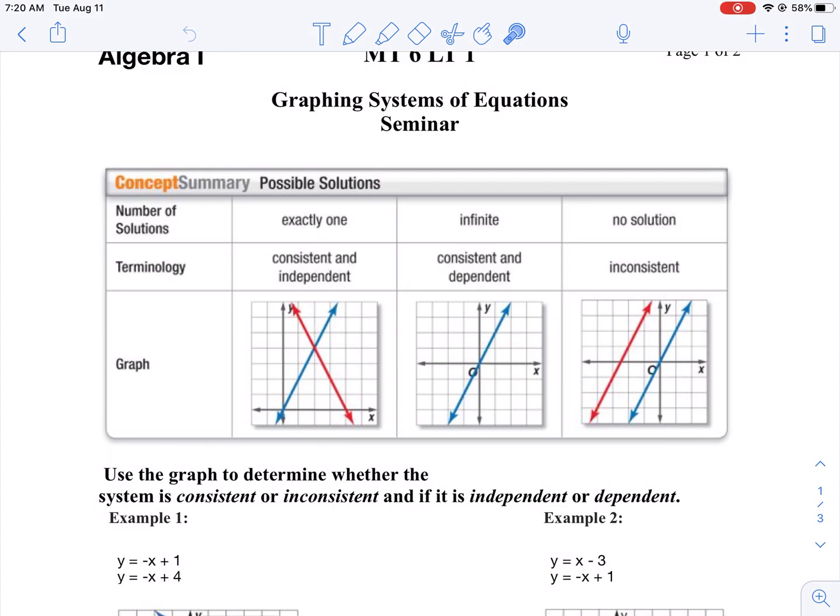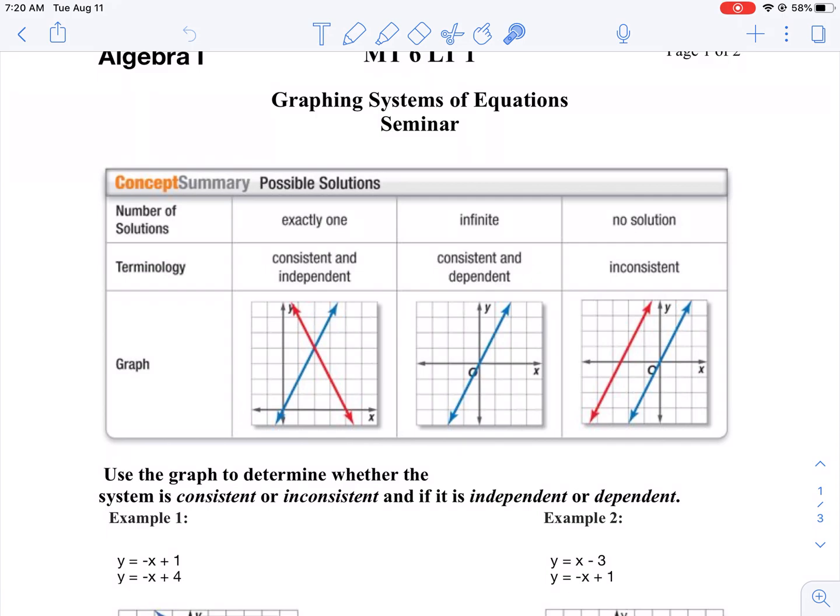Now, if you have two lines, but one is on top of the other, in other words, there's a red line right below this blue line. Everything that's a solution for one equation is a solution for another equation. We call that dependent because we only have one line, and consistent because it has an answer.